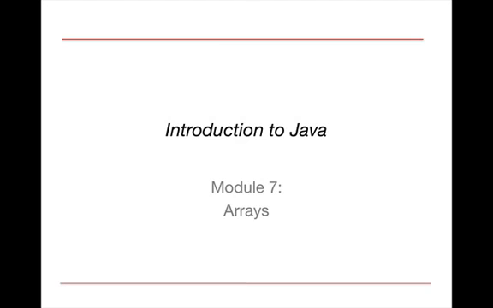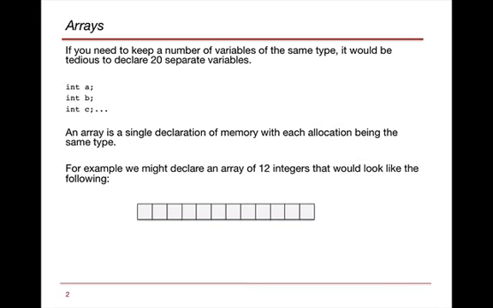Now we're going to take a look at arrays in Java. An array is actually a very simple construct that basically allows us to have a single variable reference a series of memory locations that are all of the same type. If you need to keep a number of variables of the same type, it really would be a problem if you just had to do int a, int b, int c, int d. You have 20 variables or so, and that would be a problem.